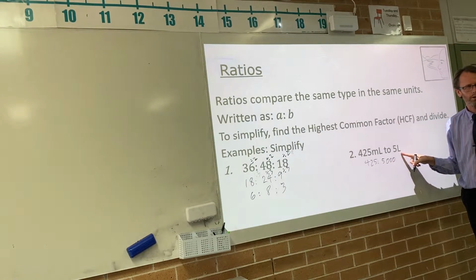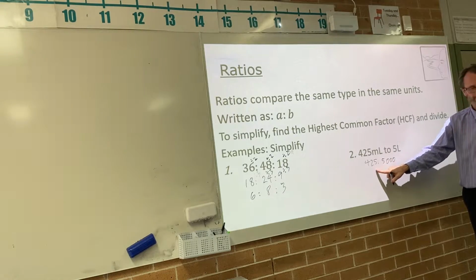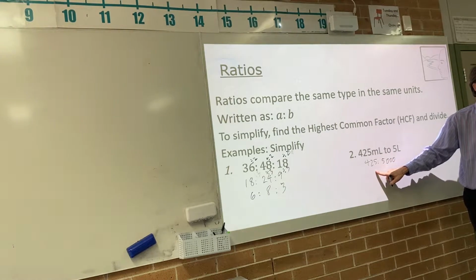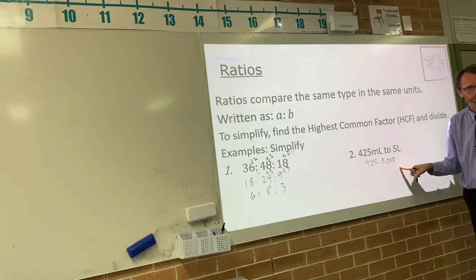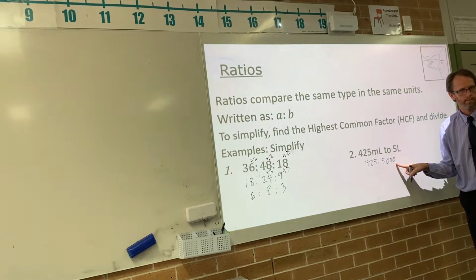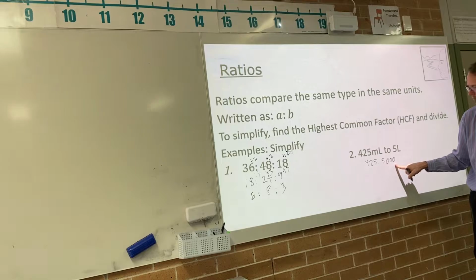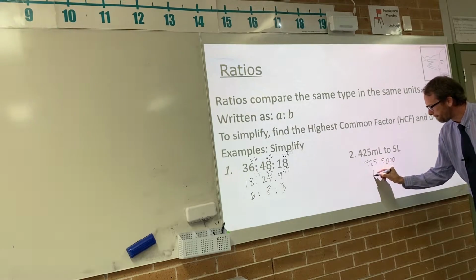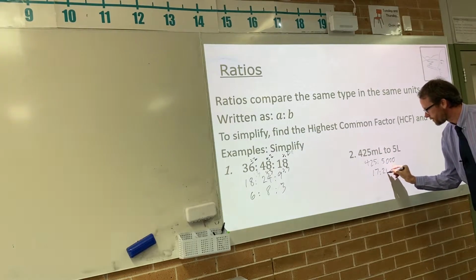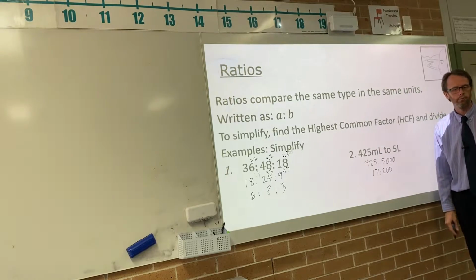So we just multiply by 5. Now, easy way to do that would be to type it in your calculator. So grab your calculator, just do it as a fraction. What's 425 over 5,000 simplified? 17 to 200. There we go. 17 over 200.